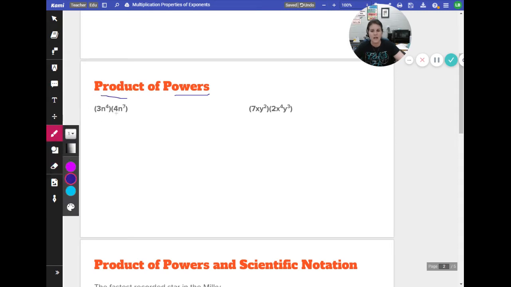So when I'm multiplying these powers together, the commutative property tells me that I can change the order in which I multiply. So I'm going to put my 3 times 4 together, right? Because really I have 3 times 10 to the 4th times 4 times 10 to the 7th. And I'm going to put my n terms together, n to the 4th times n to the 7th. Now, we all know that 3 times 4 is 12. And what might not be apparent right off the bat is that n to the 4th times n to the 7th is n to the 11th. But let me explain why that is.